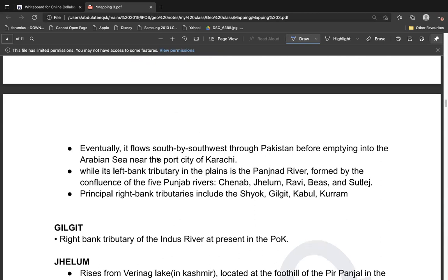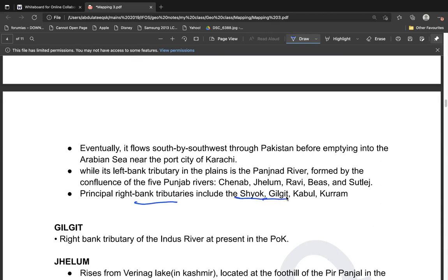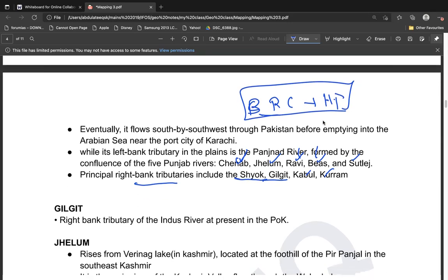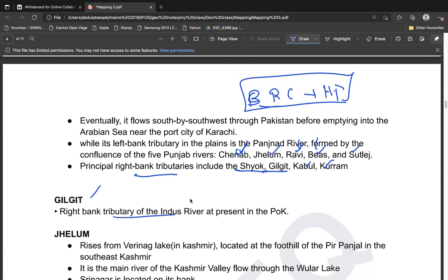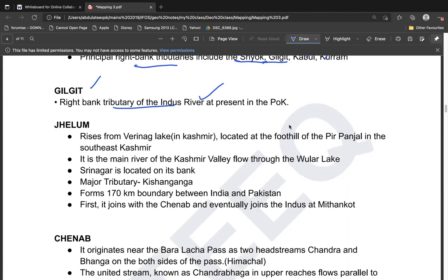It has its right tributaries and the left tributaries. We have seen this thing, right tributaries, Shok and Gilgit are the important tributaries. You might ignore this thing, just have an idea. And the left bank tributaries are the Chenab, Jhelum, Ravi, Bias, and the Satluj. Also note that Chenab, Ravi, Bias, these BRC, you can say BRC, they originate in the Himachal Pradesh. Okay, so know this thing. The Gilgit is a right tributary of the Indus River at present in the POK region.